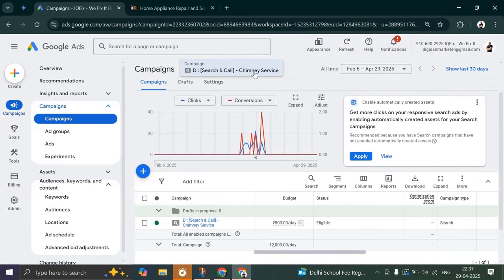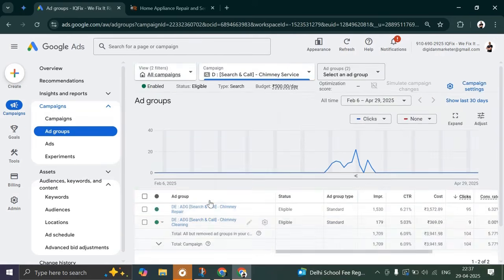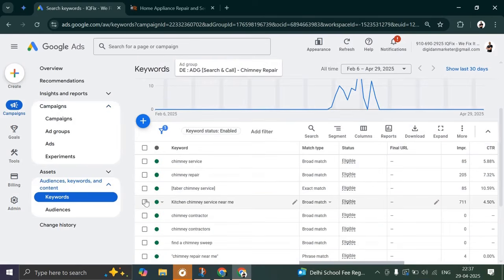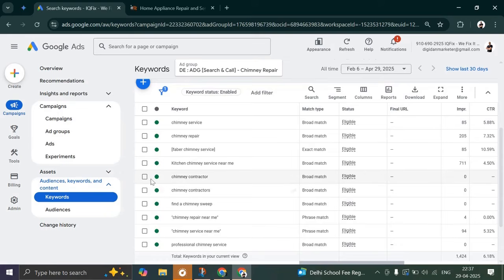So why did I do this? That is the next question. There are two reasons. Suppose in the future the client wants to stop chimney cleaning service and focus primarily on repair services, I could just come here and click on pause, right? Otherwise, if there was only a single ad group with both chimney repair and chimney cleaning keywords, I would have to go inside the ad group, handpick the exact cleaning related keywords, and then pause them. So it's difficult on my part.